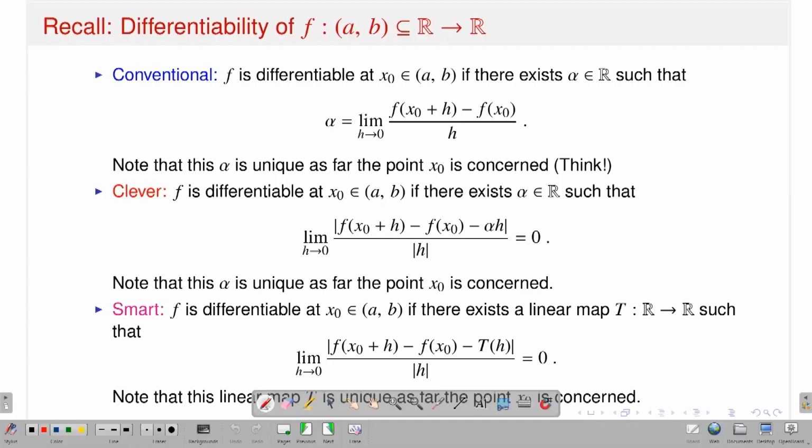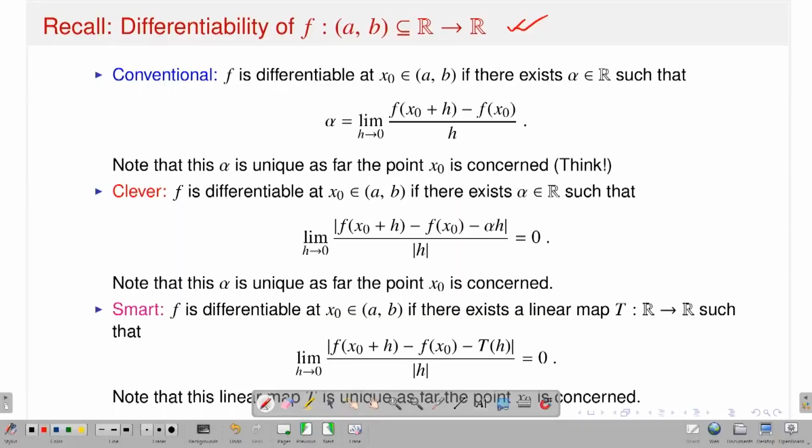So that is how I will start. First, think about your definitions of differentiability from R to R that you are familiar with. So recall the differentiability of f from (a, b), a subset of R, to R. This is the conventional definition you are familiar with. Suppose f is differentiable at the point x naught in (a, b) if there exists an alpha such that this limit exists, and I will say that this is nothing but the derivative.